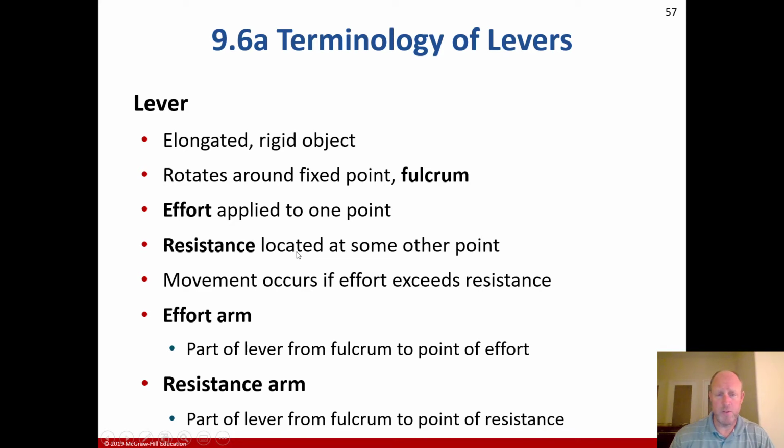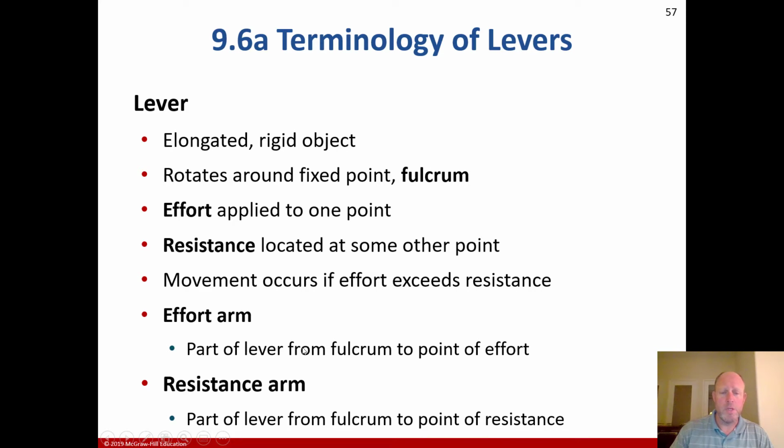Resistance is at some other point. If you're just moving your arm, then the resistance is the weight of the arm related to gravity. Effort is the muscle that moves at the shoulder. If you're trying to raise your arm into abduction out to your side in the frontal plane, then we're talking about the middle head or lateral head of your deltoid doing the work, with the fulcrum being that shoulder joint. Movement occurs if effort exceeds resistance. If resistance exceeds effort, then there's no movement.